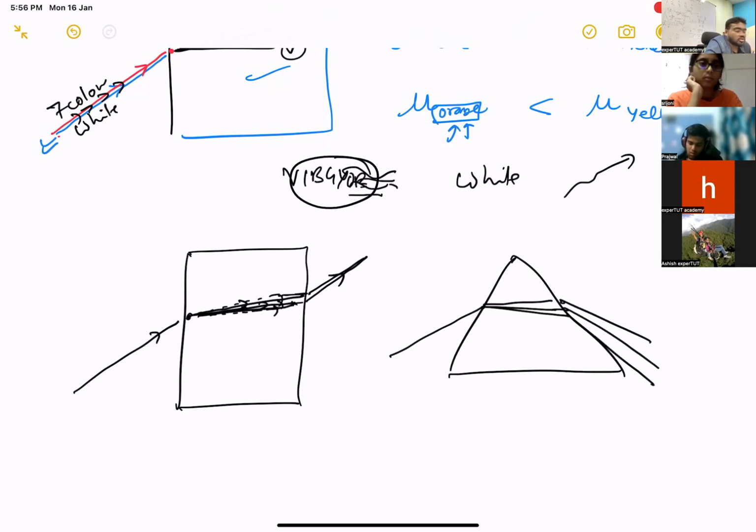Understood? The separation thing happens first in a glass prism. In a glass slab, the separation happens at 1, but then the separation is cancelled at 2. But in a prism, separation happens at 1, and then the separation is further enhanced at 2.